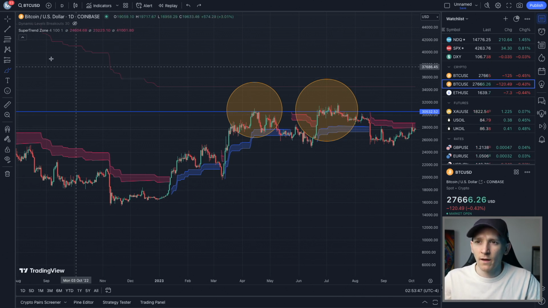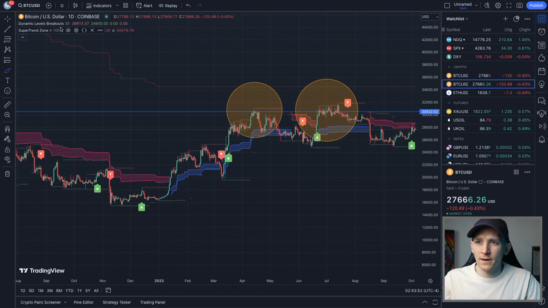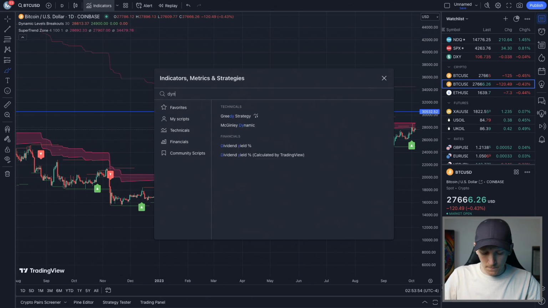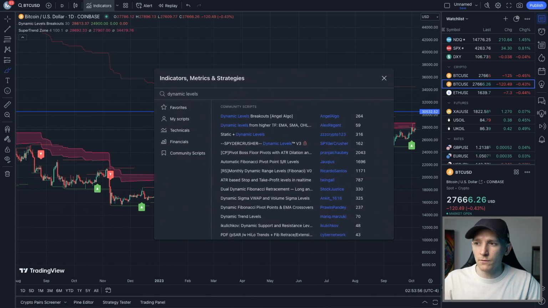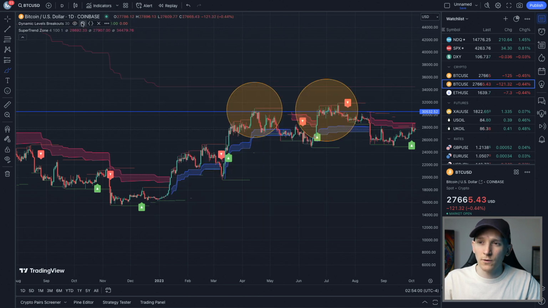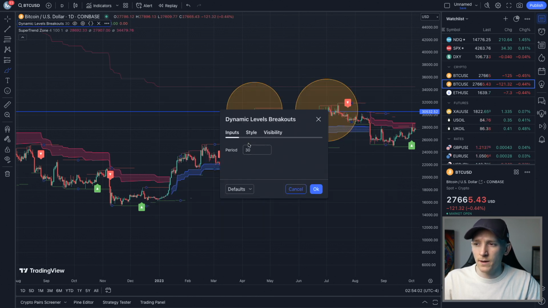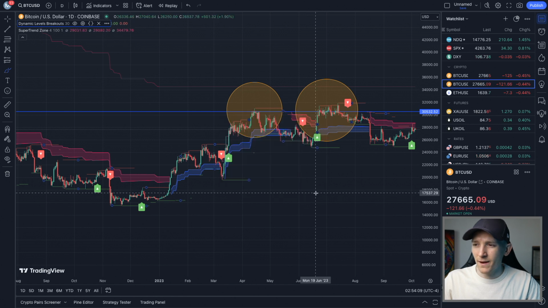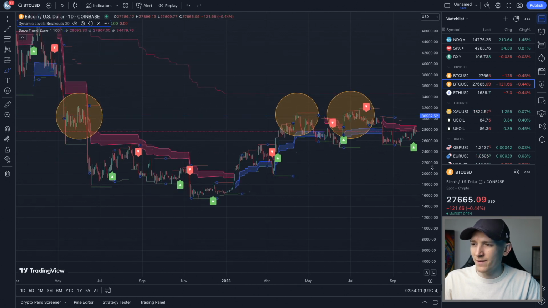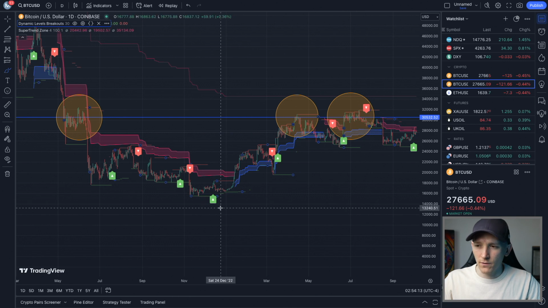So we're going to use Dynamic Levels Breakouts. We're going to click this on, Dynamic Levels Breakouts, this one right here, click that on. And then what I'm going to do is go to settings and change the period to 30. It's 20 by default. However, 30, I believe, gives slightly better indicators. 20 is too narrow and can give some false flags.